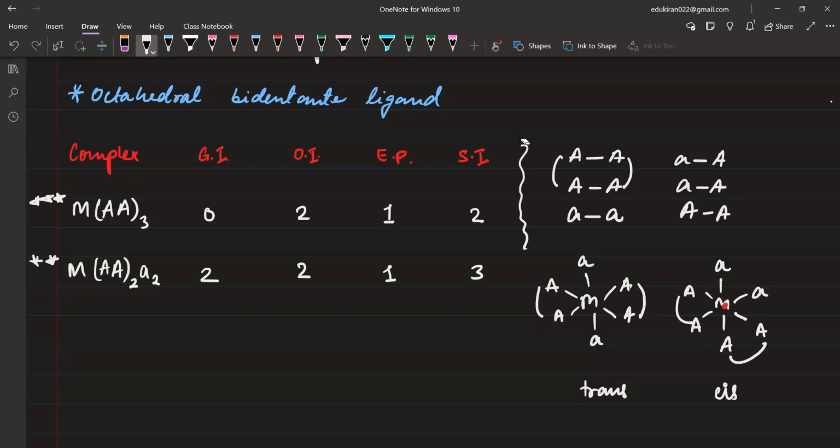Then we have M. Similar case एक आता है MA2 and then we have AB. So here we have geometrical isomers. Geometrical isomers यहाँ पे होते हैं 2. Same बिल्कुल optical isomers यहाँ पे होगा आपके पास 2. An enantiomeric pair will be 1 and the stereoisomers will be 3. Same case बन जाएगा, बस यहाँ पे B लगा दीजिए, यहाँ पे B लगा दीजिए.